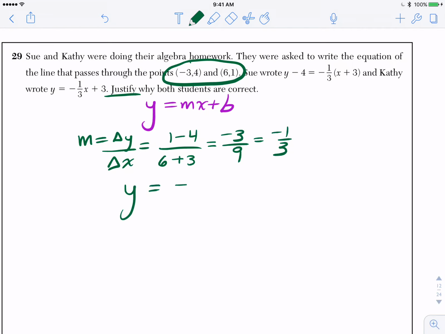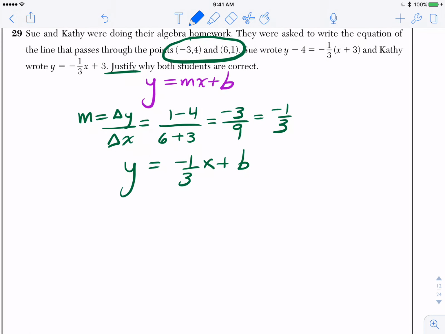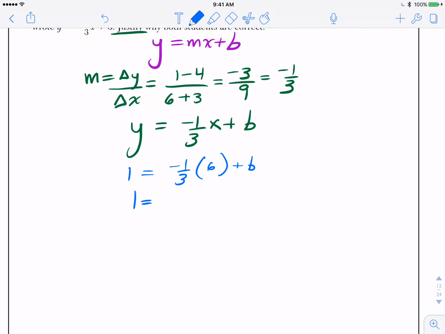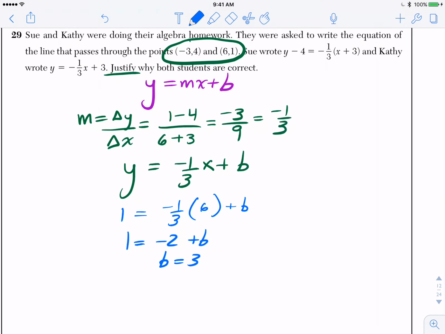So now that we know m, we're still missing our b value. At this stage, we can plug in either point for x and y. So I'm going to plug in 6, 1. I'm going to replace 1 where y was, and I'm going to replace 6 where x was. That was a b, careful, not a 6. So that's going to give me -2 plus b, or b equals 3, positive 3. So now putting it all together, our correct equation should be y equals -1/3 x plus 3.